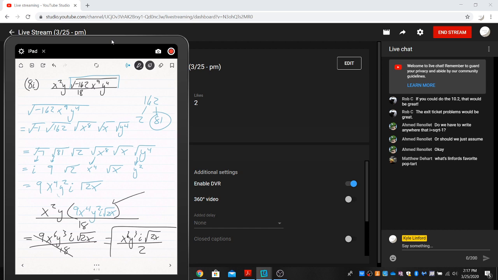Really nothing new here. The only new concept, I guess, is that the square root of -1 is this i term. So all we have to do is sub that in for our answer.